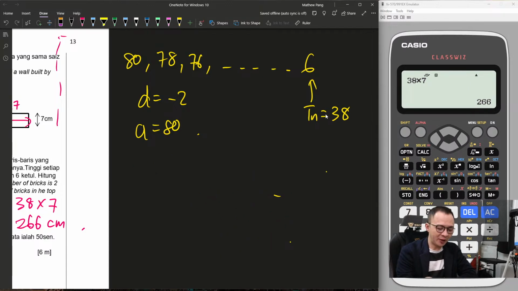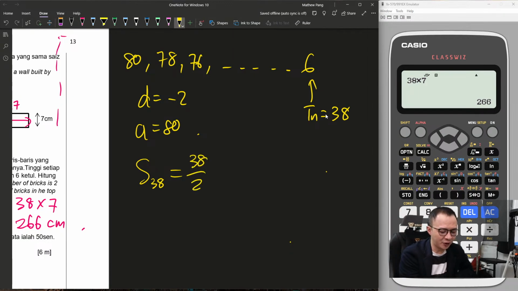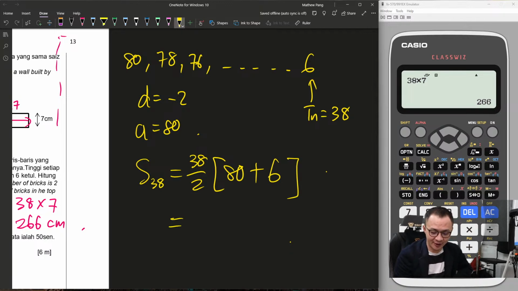So what we want to do is we just do the Sn. Since this is an arithmetic progression, it should be very easy. I want to know the sum of 38 rows because the total is 38 rows, isn't it? So we will use the formula n over 2 (a plus l). The l is the last one, which is 6. So 38 divided by 2 is 19, isn't it? 19 bracket 86. That's all.